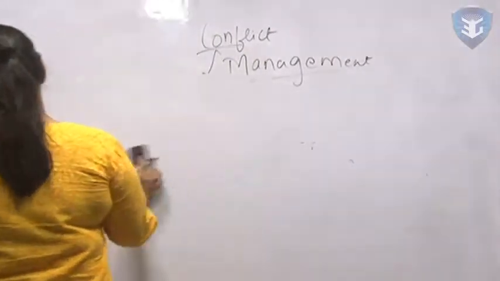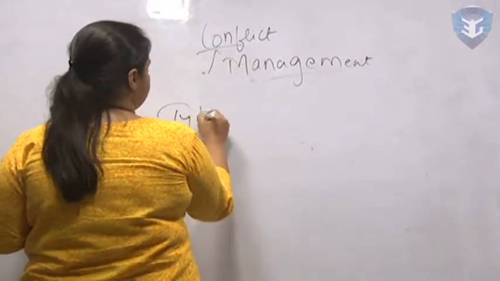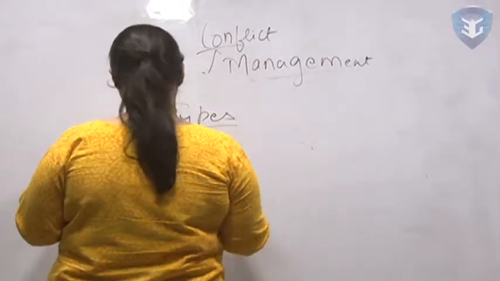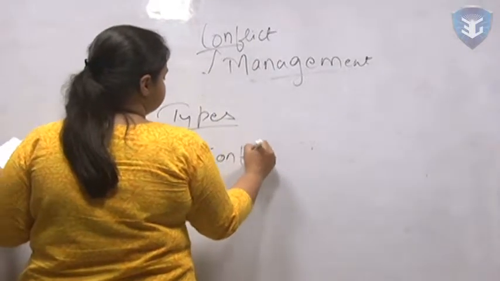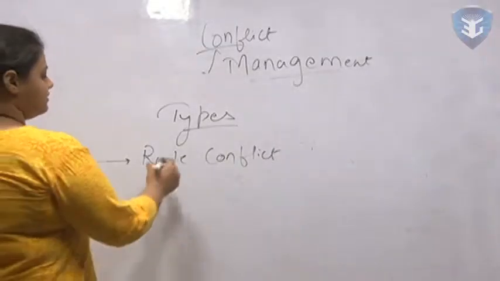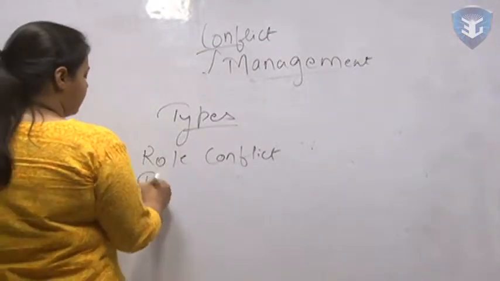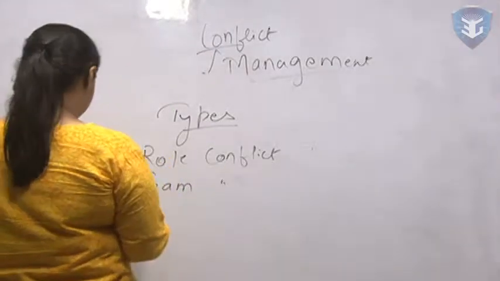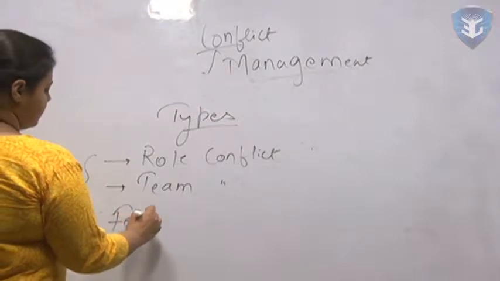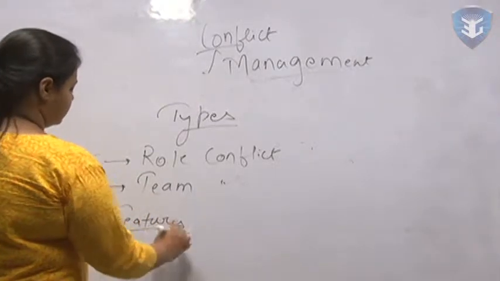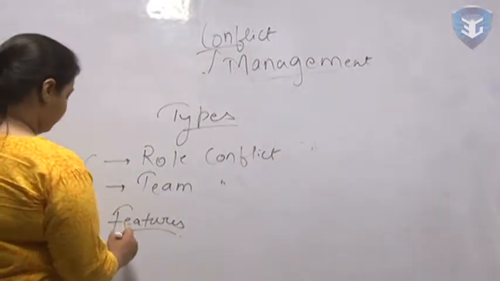Now these conflicts can be of several types depending on the situation and nature of people and the organization. So it can either be a role conflict. As the name suggests, role conflict is something that is very much related to the role that the person is playing in the organization. Then it can be a team conflict. Now how do you identify whether there is a conflict or just a simple conversation?